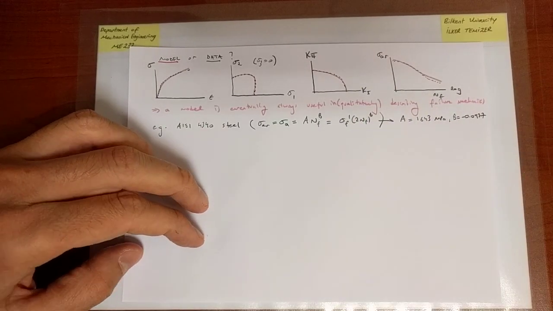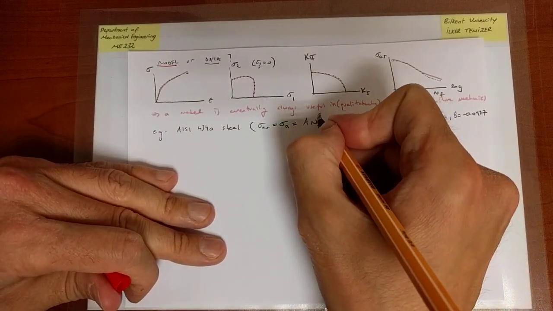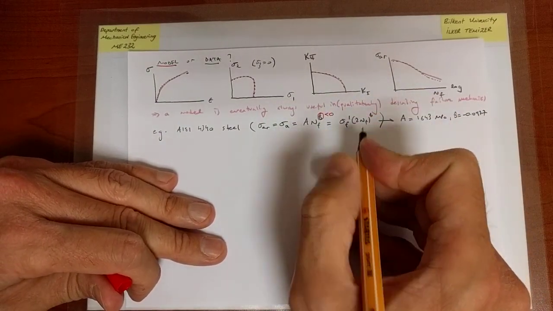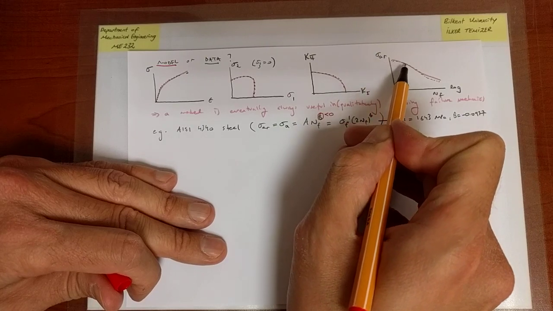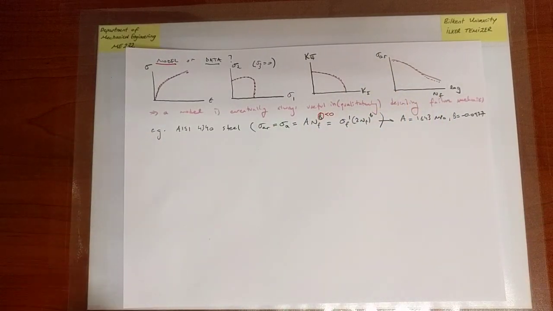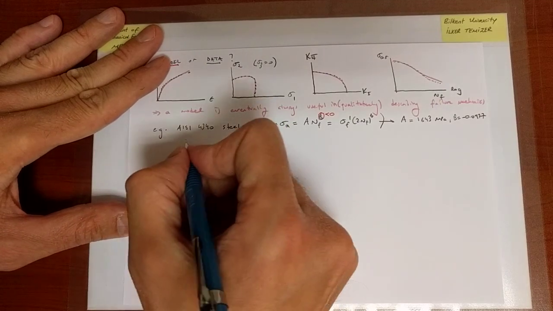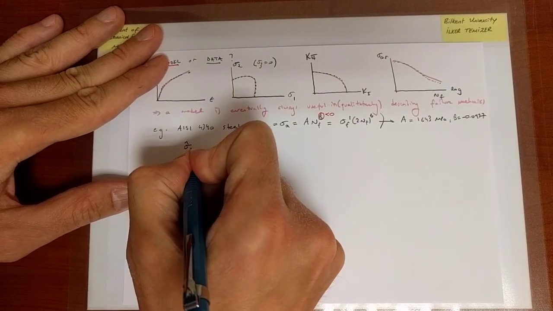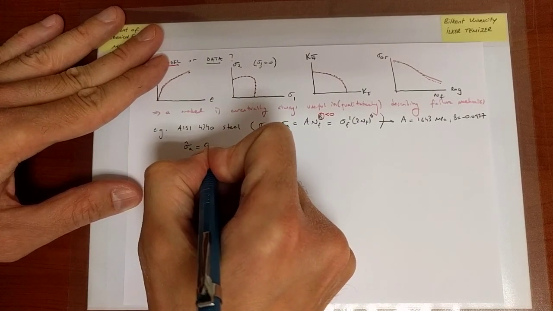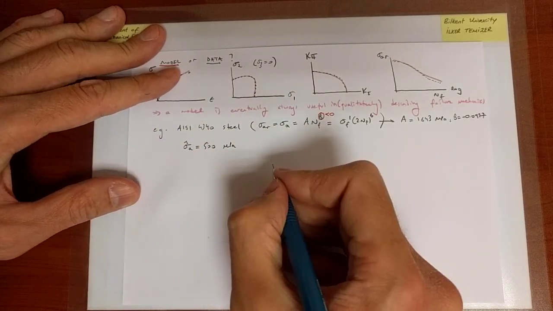Now remember that this exponent, capital B equals small b, is necessarily less than 0 because the slope of this line is always negative. So it has to be less than 0. Okay, so what we are given is that we have a certain operating condition such that the applied stress is equal to 500 MPa. We're putting a hat because that's the operation life.